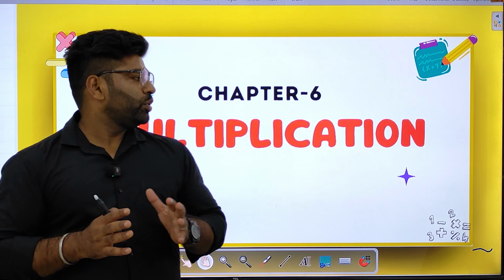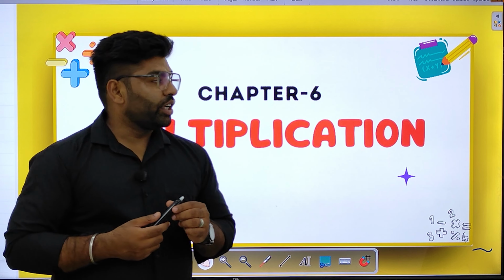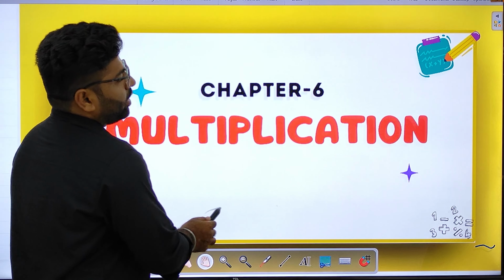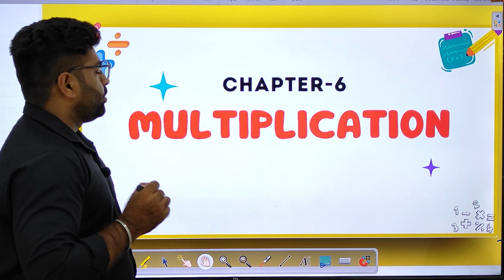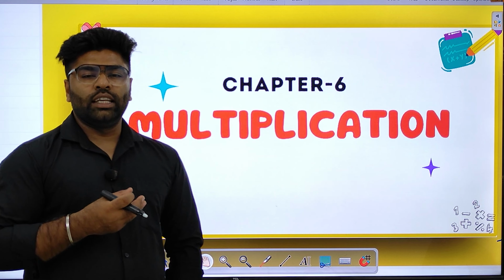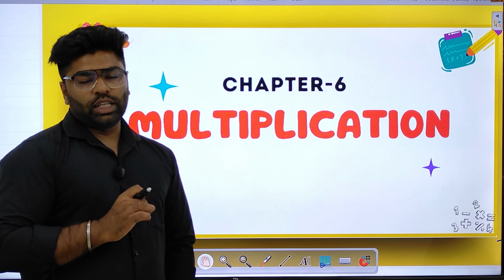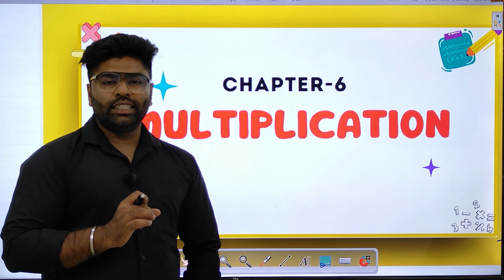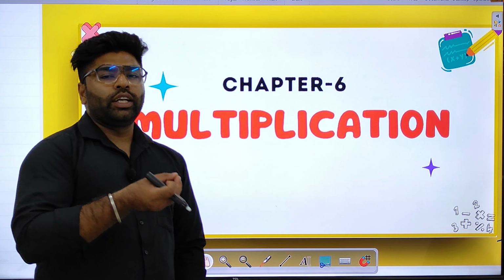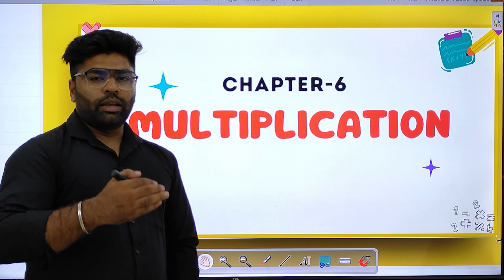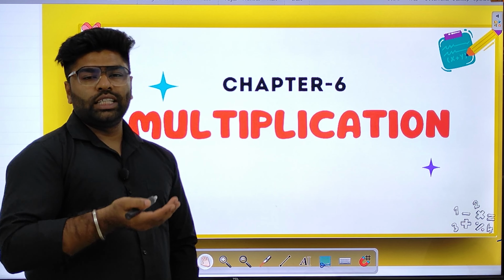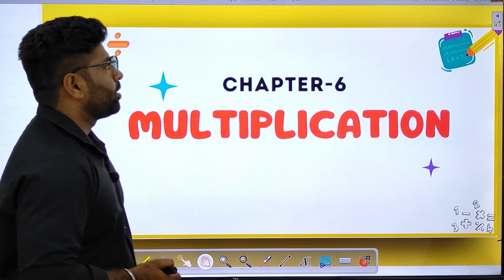So today we are going to start a new topic, that is multiplication. Here we are having our chapter number 6, and today we are going to see what we are going to learn in this chapter of multiplication. So multiplication is an easy version of repeated addition. Keep it in mind, we are going to use these terms in this topic.